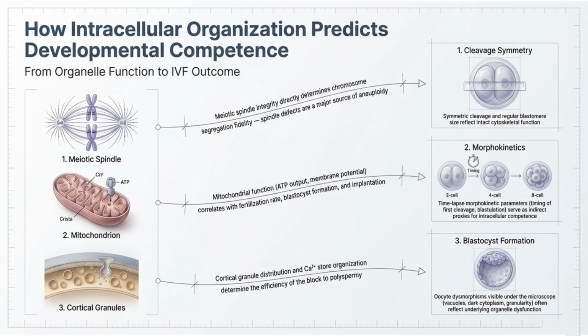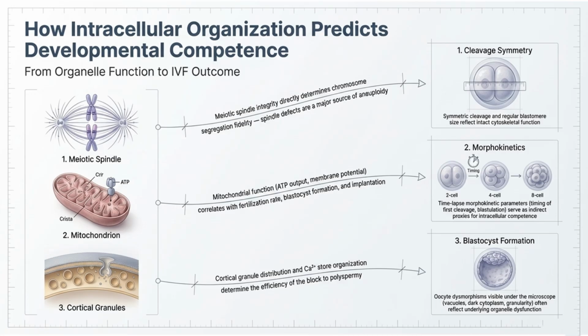Time-lapse morphokinetic parameters, the timing of first cleavage, the duration of cell cycle stages, the timing of blastulation, serve as indirect proxies for intracellular competence. And oocyte dysmorphisms visible at the time of intracytoplasmic sperm injection, cytoplasmic granularity, vacuoles, dark or uneven cytoplasm, are morphological markers that reflect underlying organelle dysfunction. They are diagnostic signals, not decorative details. Learning to read them accurately is one of the core practical competencies of clinical embryology.